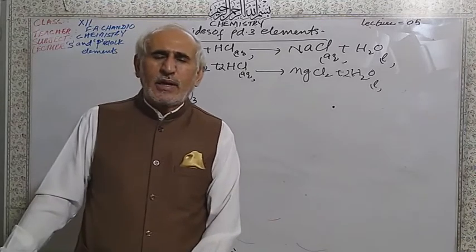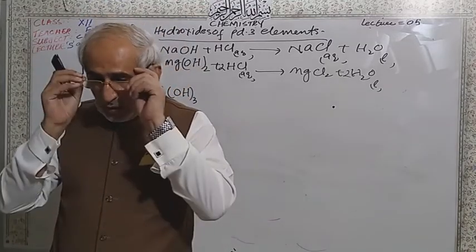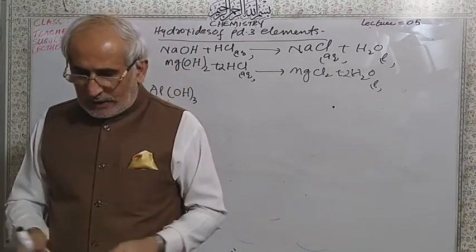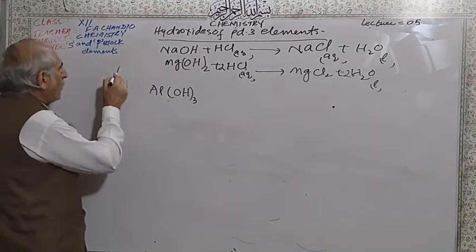So these are the reactions for the sodium hydroxide and magnesium hydroxide. A colorless solution of sodium chloride is formed and magnesium chloride is formed. Aluminium chloride.